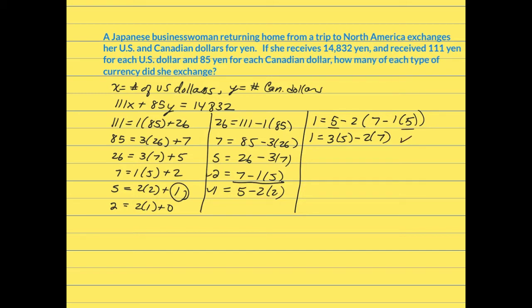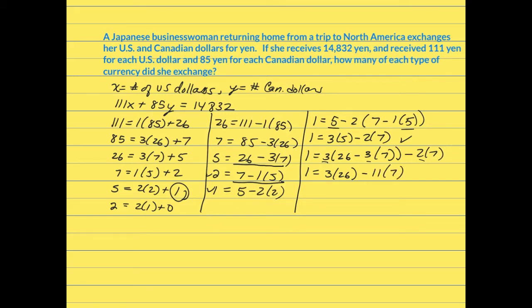We've used the 2, now we're moving on to the 5. I'm going to replace 5 with this. 1 equals 3 times 5, which is 26 minus 3 times 7. And then we've got minus 2 times 7. So we got 3 times 26, and then combining like terms, we've got 3 times negative 3, that's negative 9 times 7, minus 2 more, so minus 11 times 7.